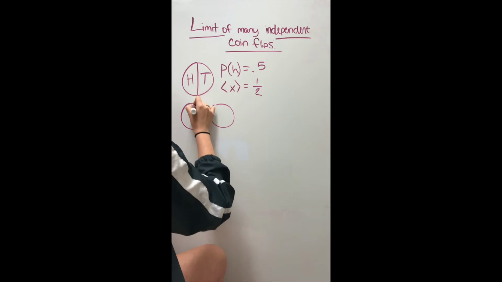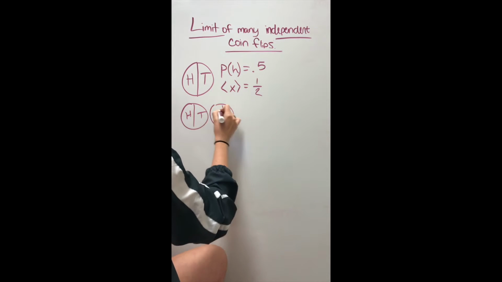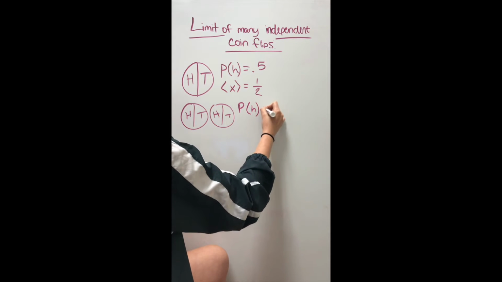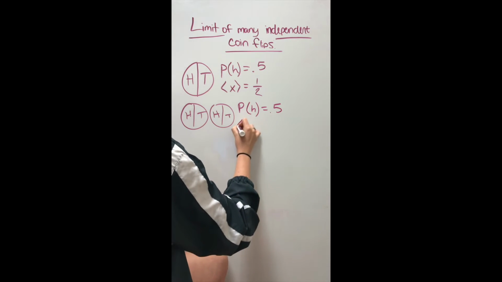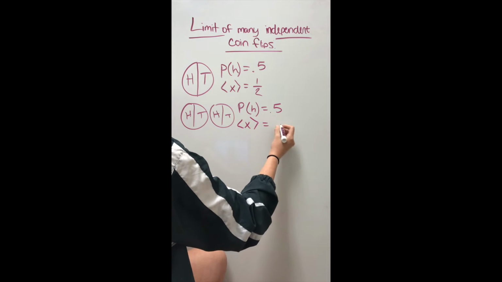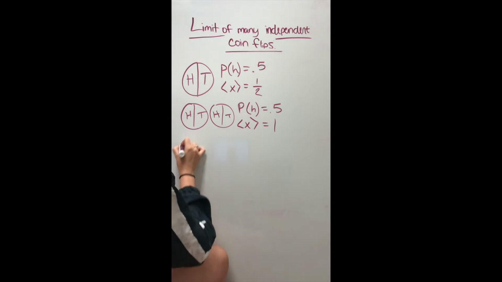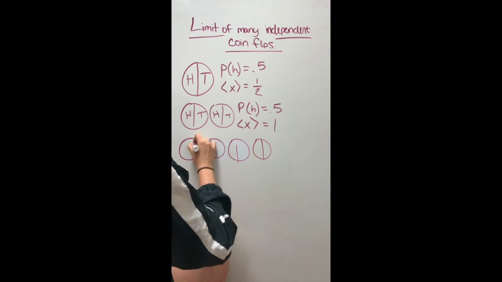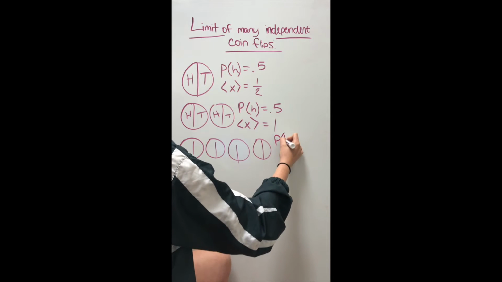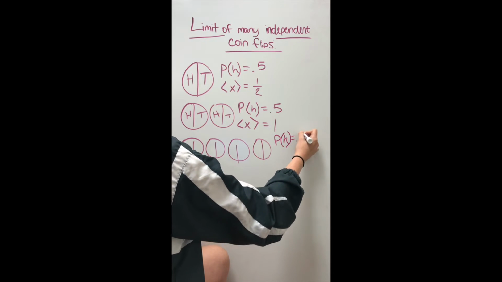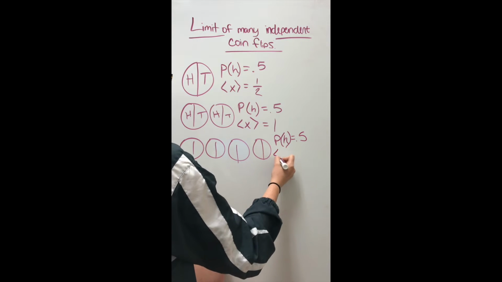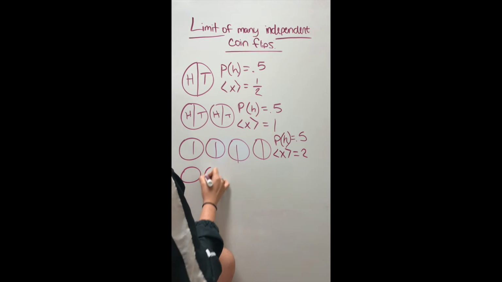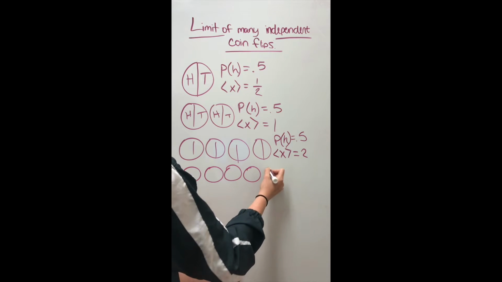If I were to toss the coin twice, the probability it will land on heads is still 0.5. However, since there's 2 tosses, my expected value x equals 1. With 4 tosses, the probability of heads is yet again 0.5, but the expected value x increases to 2. This process continues as the amount of tosses increases.